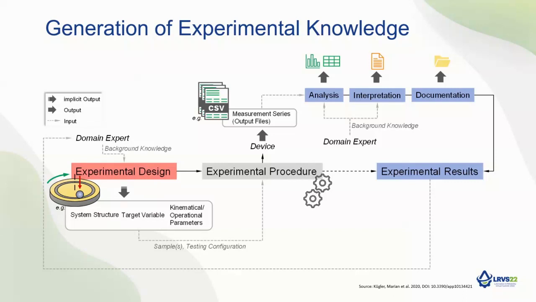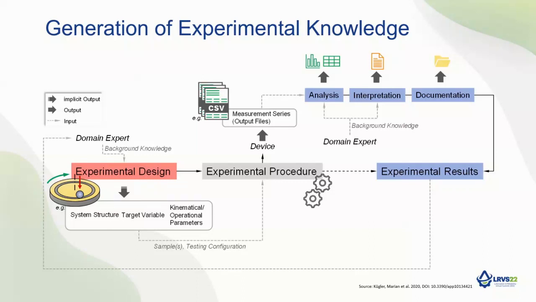quality of documentation. Producing experimental knowledge is usually divided into 3 steps of experimental design, experimental procedure, and experimental results, and involves a lot of background knowledge from the domain experts. First, the domain expert has to design an experimental setup, including the fabrication of the samples suited for the tribological system, the definition of target variables, the kinematical and operational parameters.